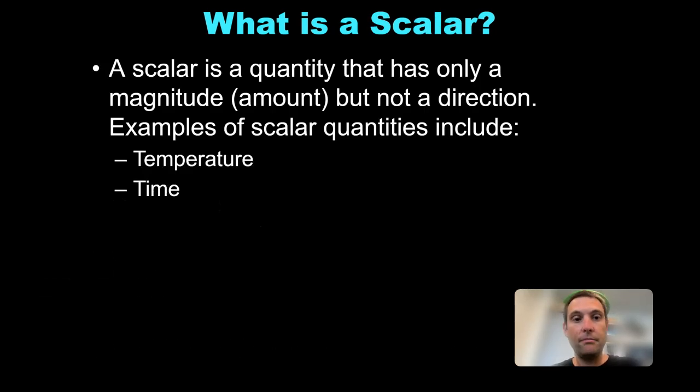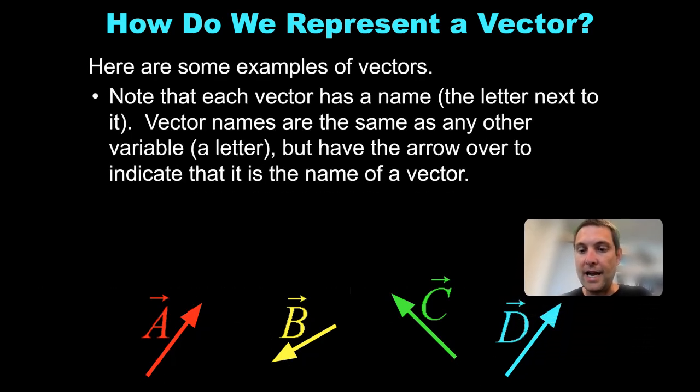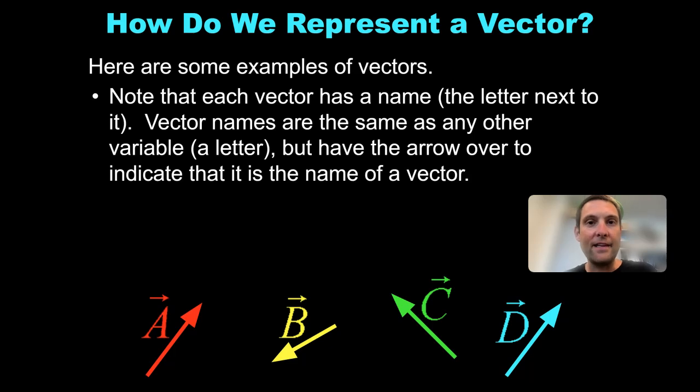Scalar only has magnitude, not direction, like temperature, time, distance, speed, mass, energy. We represent a vector with an arrow, and these arrows have a length to them. That length represents the magnitude. So whenever drawing a vector arrow, it's important to represent the magnitude with a proportional length. Big vector means there's a big magnitude. Small vector, small magnitude. We represent the names of vectors with a capital letter, or lowercase letter, I guess, could be, and then this little arrow over top of the letter.